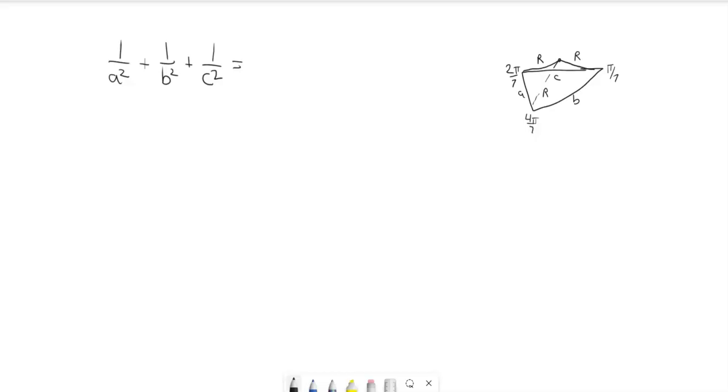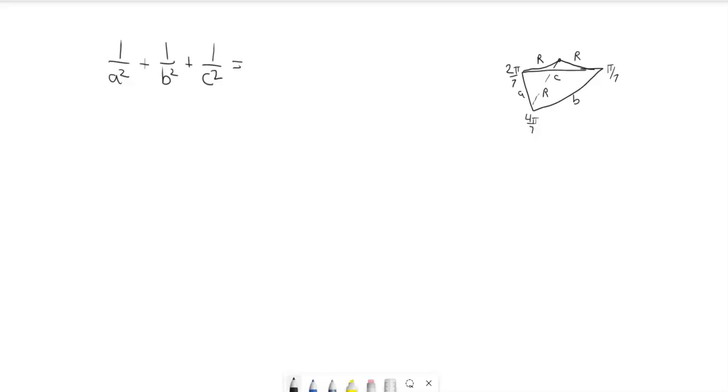What we're going to do is find the reciprocal of the sides squared, the sum of them, in this video. And I think this is one of the hardest calculations to do involving the heptagonal triangle, and I'm going to show you the easiest way to do it. But to get to this point, you have to rely on results derived in several prior videos.